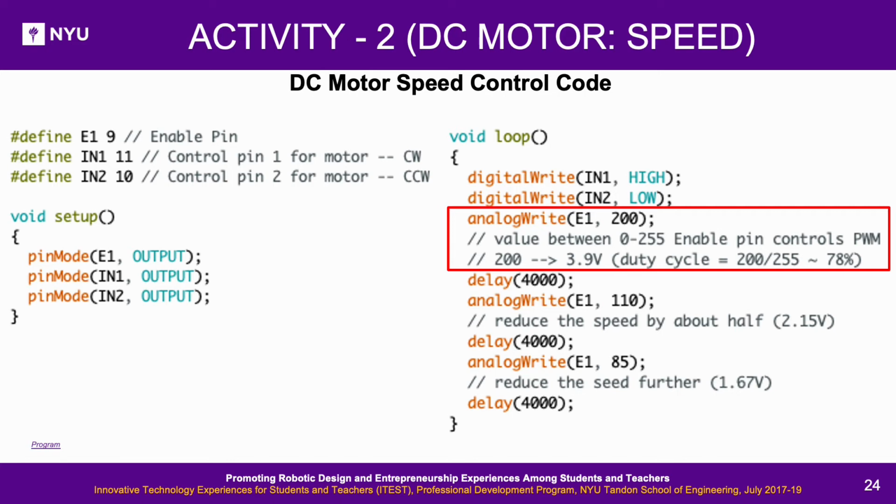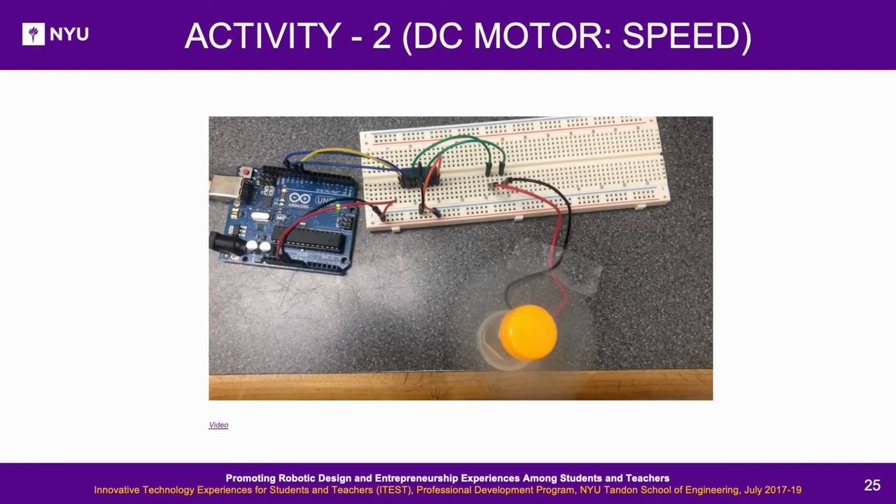For example, writing a value of 200 implies a duty cycle of 200 divided by 255, that is, 78%, an effective voltage of 3.9 volts, that is, 78% of 5 volts, which equals 3.9 V. In this program, the motor is supplied 3.9 volts for 4 seconds, then the supplied voltage is reduced to 2.15 volts for 4 seconds and then further reduced to 1.67 volts for 4 seconds, and back to 3.9 volts, and so on.